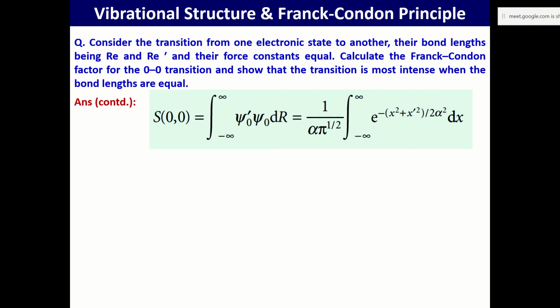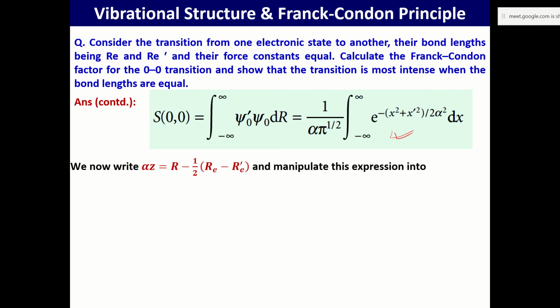So continuing from there, we started evaluating this thing, and we write alpha z as another term, which will be representing this r minus half re, so this is the difference between the equilibrium bond lengths. This is also an equilibrium bond length. What is the difference? What is the difference between the two?